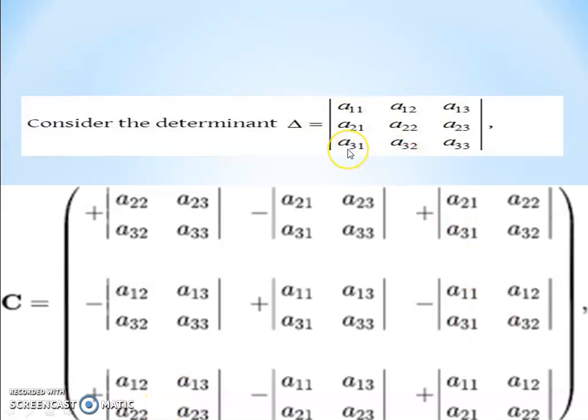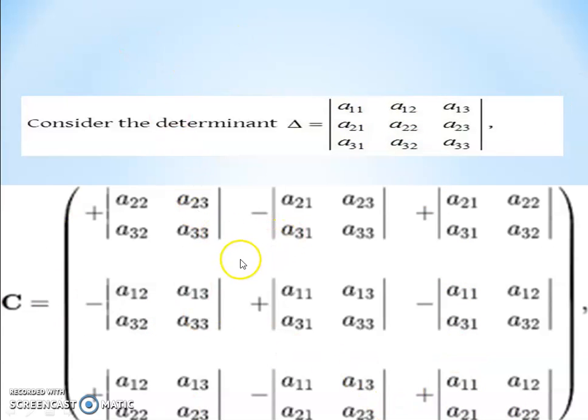Next, our last row is remaining. A31 means third row, first column. Skipping them, what is remaining? A12, A13, A22, A23. I highlight here. Next, A32, third row, second column. What is remaining? A11, A13, A21, A23. I highlight here. Very good. Next, A33, third row, third column. What is remaining? A11, A12, A21, A22. So I highlight here. You better understand by this method.